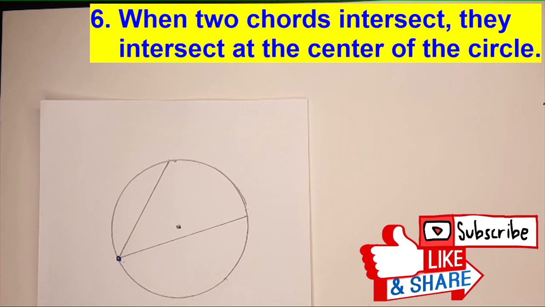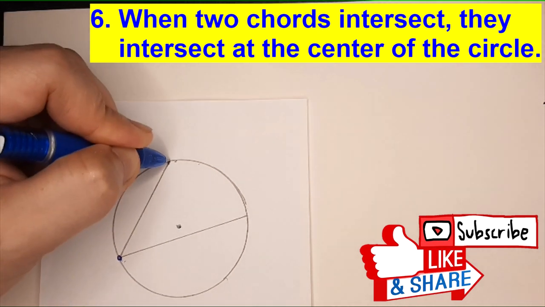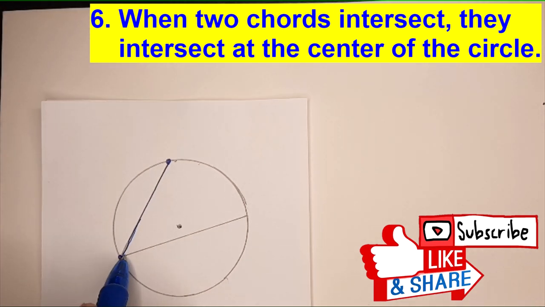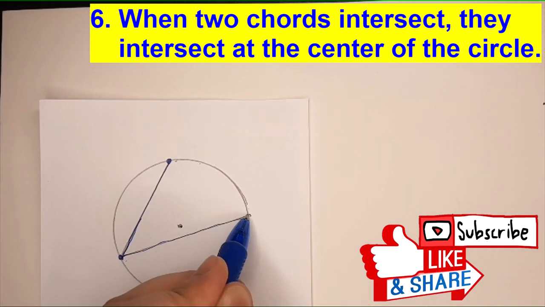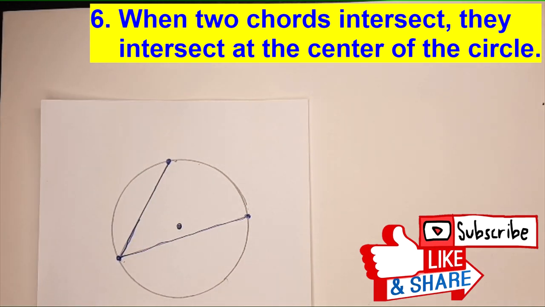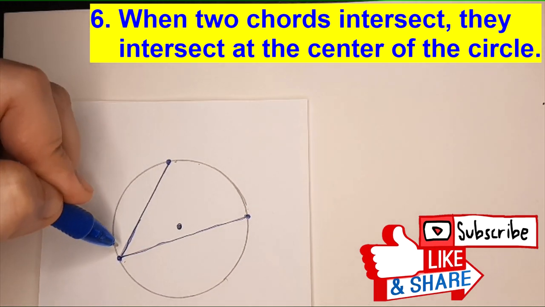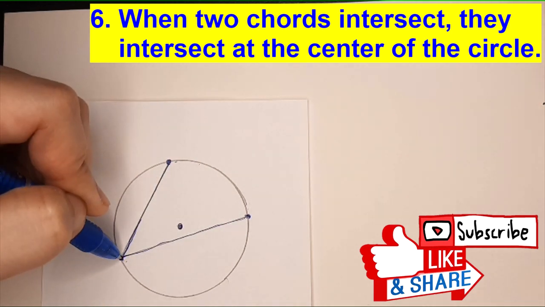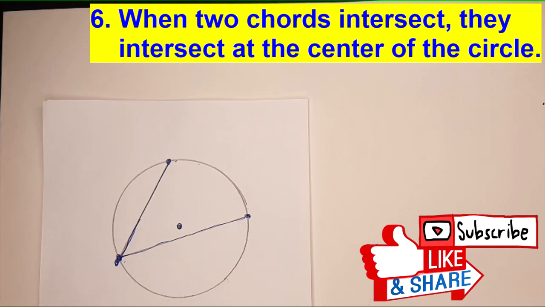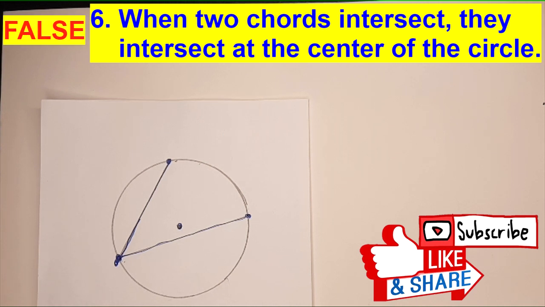Here, you have two chords. This is the first chord, right? And this is the second chord, right? And this is the center of the circle. So obviously, these two chords intersect on the circle, not at the center of the circle. Okay? So that's why statement number 6 is a false statement.